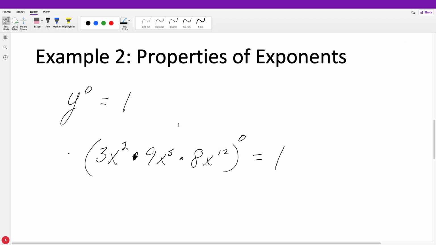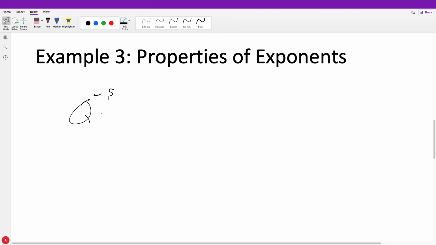All right, let's go on to the next example. For this next one, we have q raised to the negative 5th power. So this is our negative power property. All we have to do is identify where this variable or base is located. It's in the numerator right now, and we just need to rewrite it as a reciprocal. So it is equal to 1 over q to the 5th power.